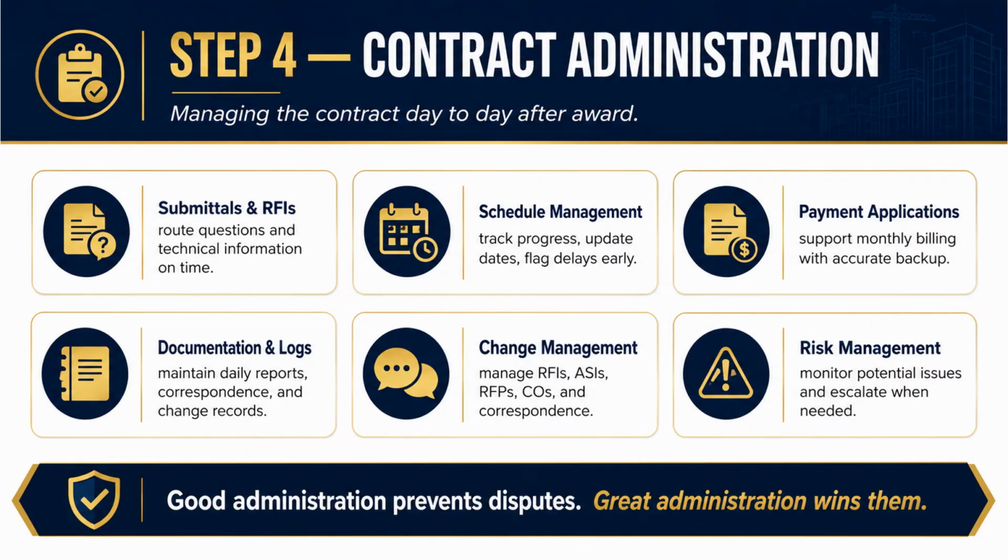6 domains: submittals and RFIs, route questions, and technical information on time. Keep the information flowing so the field never stalls waiting on an answer. Schedule management, track progress, update dates, and flag delays early. That word, early again. The PM who spots a delay 3 weeks out has options. The one who notices it the day it hits has excuses.